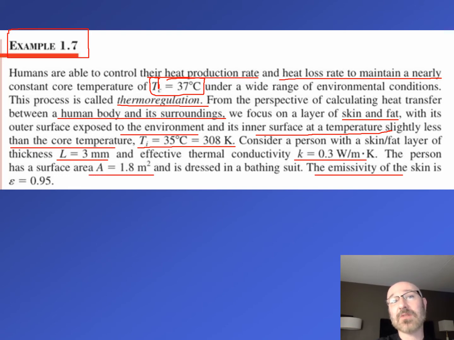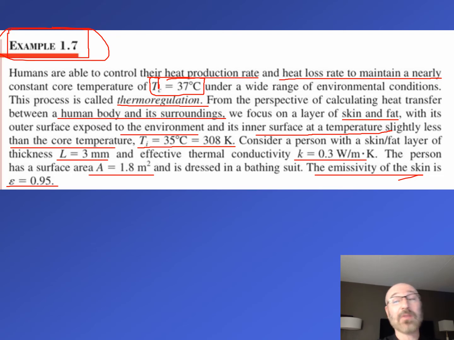The emissivity of the skin is given to us as epsilon equal to 0.95. This is just to go back and reference some of the information they've given us in 1.7. Some of this will be changed as we're doing our problem here, but it's always good, if they tell us to reference it, to go back and see what information we need to utilize when solving our problem.